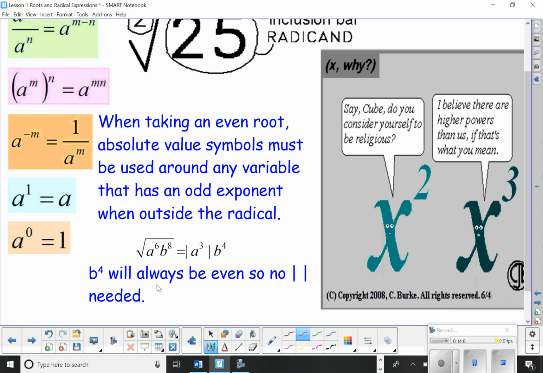B to the 4th will always be even, so there's no absolute value needed in this example. That's it.